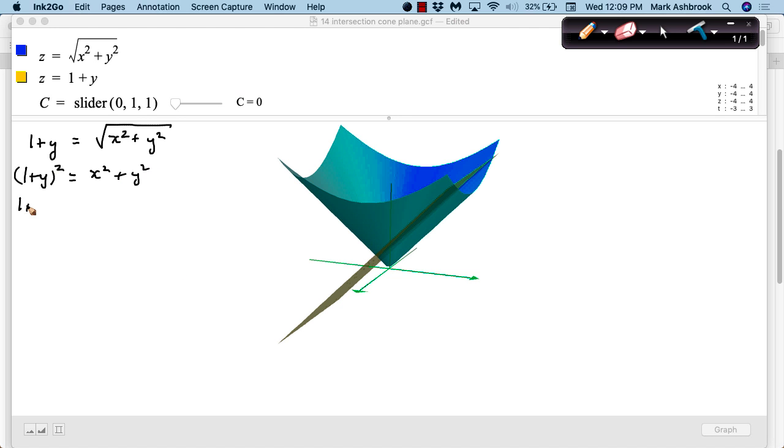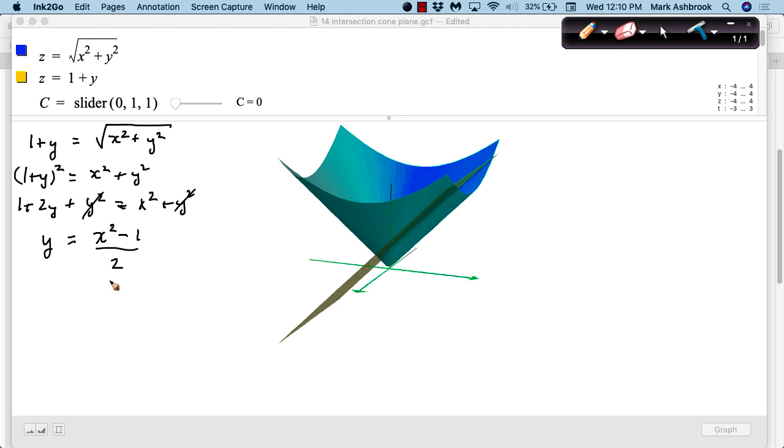And then over here we can expand the binomial square. And that's nice because then the y squareds go away, and I can solve for y. So what is y? y is going to be x squared plus x squared minus 1, all over 2.